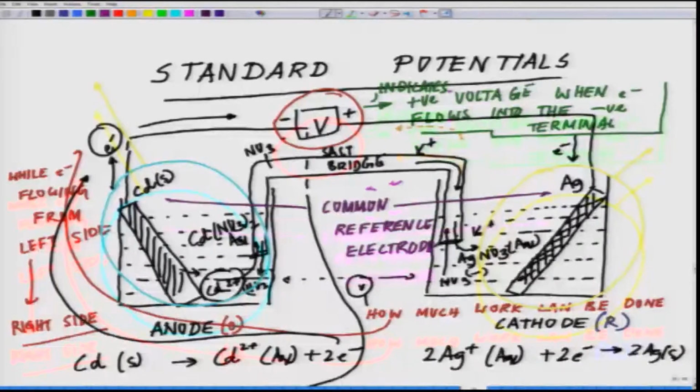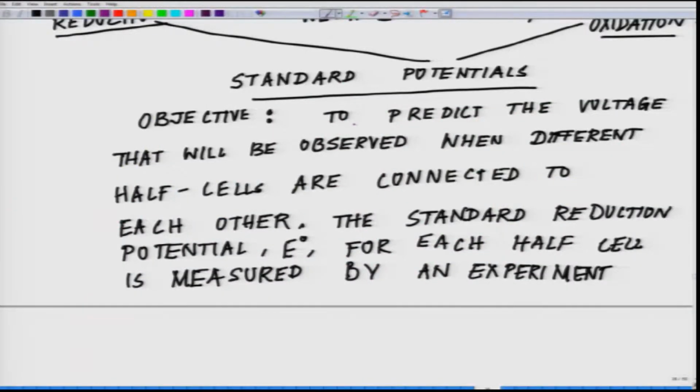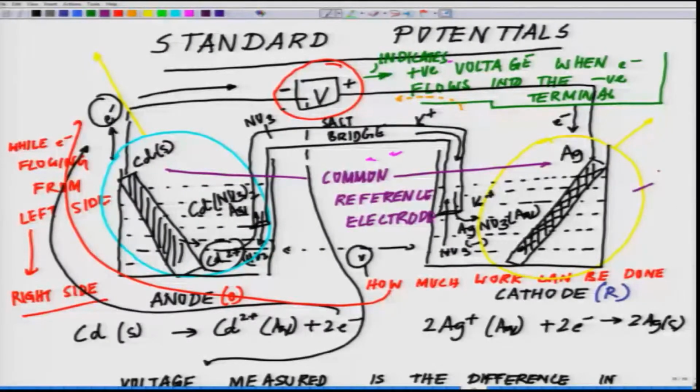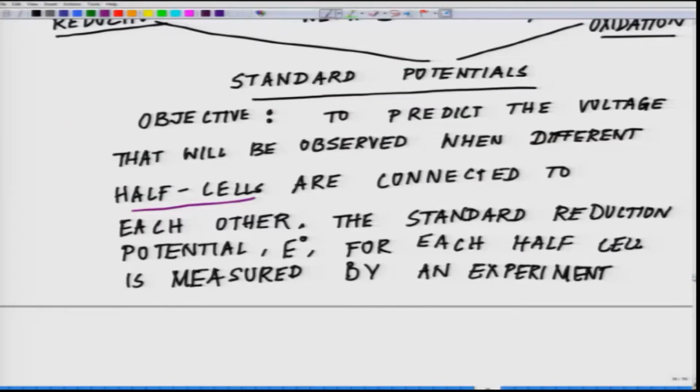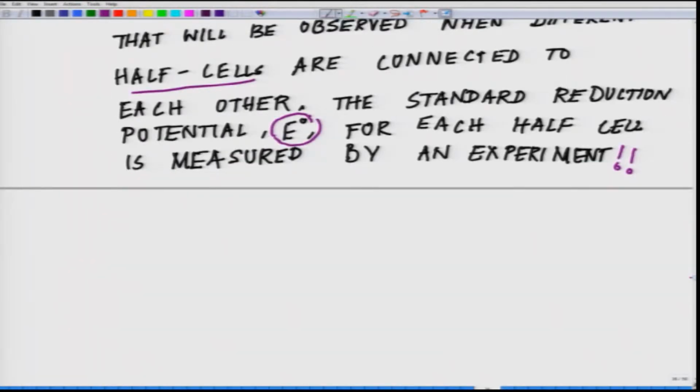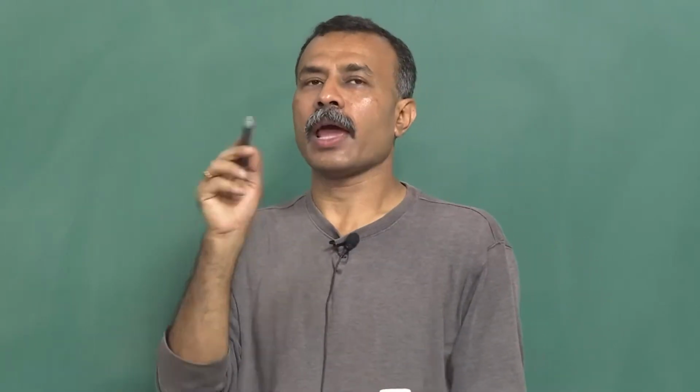So, now with this background, read the lines. To predict the voltage that will be observed when different half cells are connected to each other. These are your half cells. This is the silver half cell, this is the cadmium half cell. The standard reduction potential E0 for each of the half cells is measured by an experiment, and we will talk about what is that experiment which helps us measure the individual E0 of silver and cadmium.